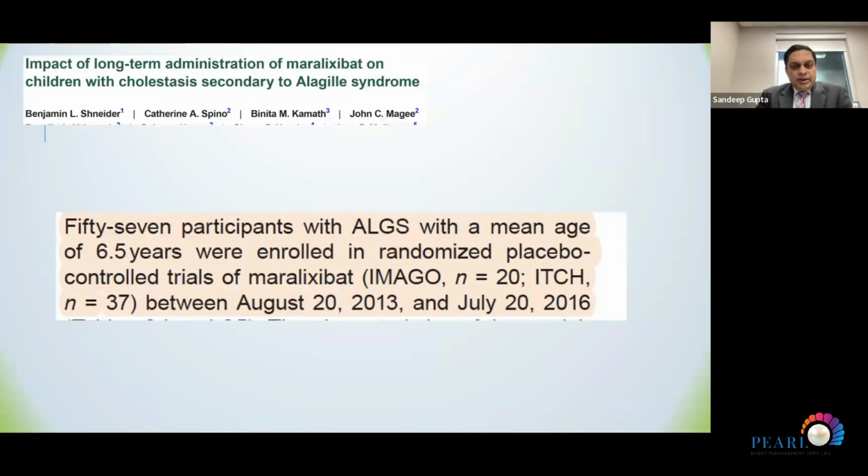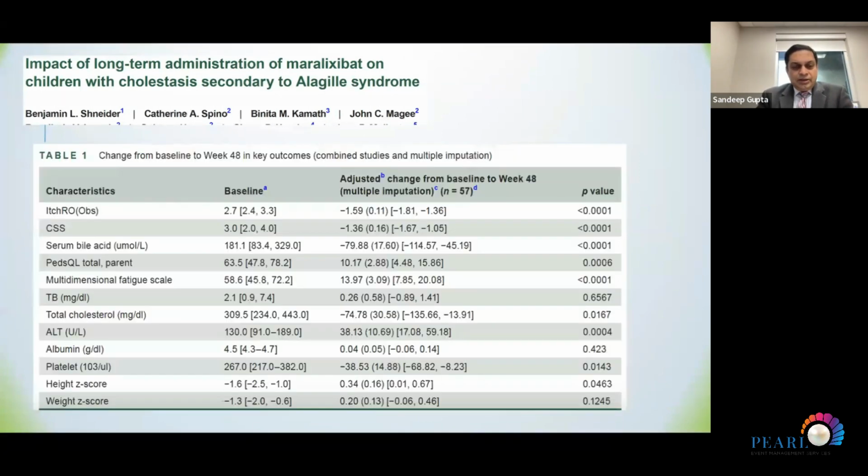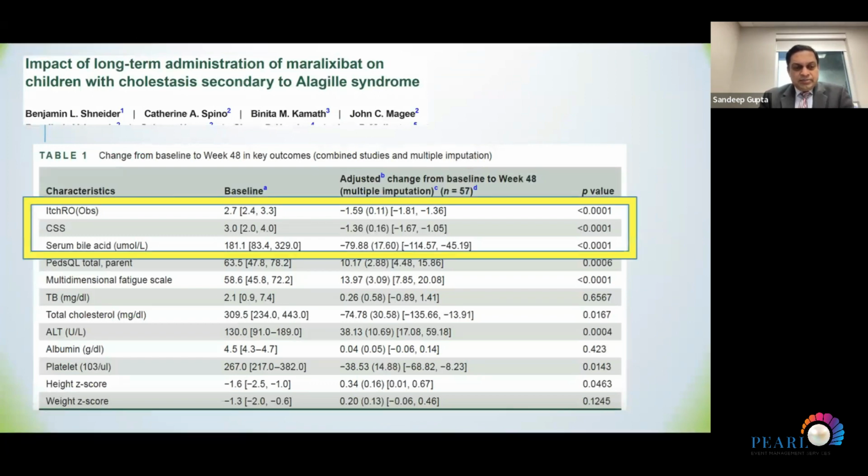The first study is on maralixibat in children with Alagille syndrome. They had 57 children who were on maralixibat, and they looked at their data, including the itch score, the clinical symptom score, and serum bile acid, as shown in the yellow box. And all three parameters were improved at week 46 or week 48 compared to baseline in children who received the drug.